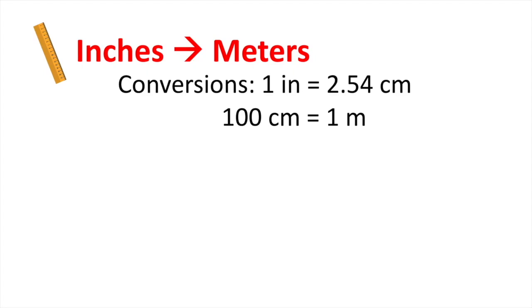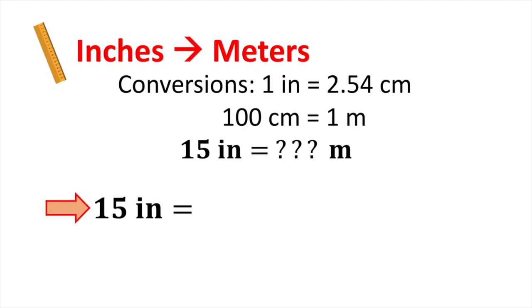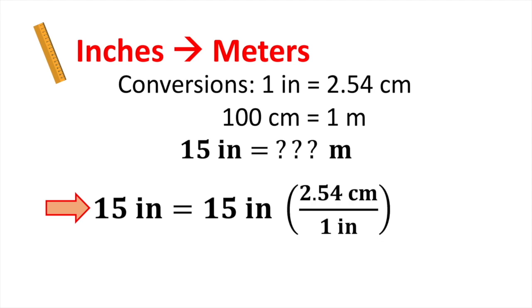Okay, so for instance, if we have 15 inches, we can string these conversion factors together and write that 15 inches is equal to 15 inches times the first conversion factor, 2.54 centimeters divided by an inch, multiplied by our second conversion factor, 1 meter divided by 100 centimeters.